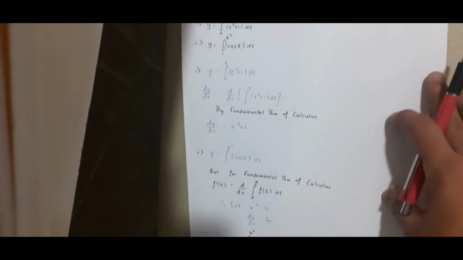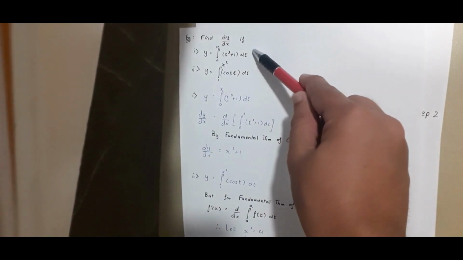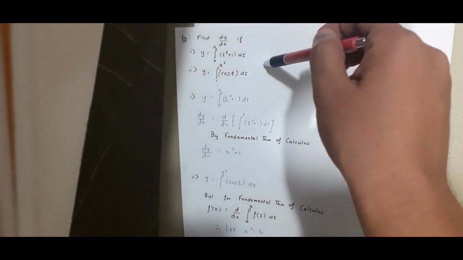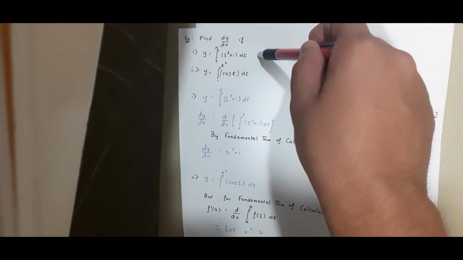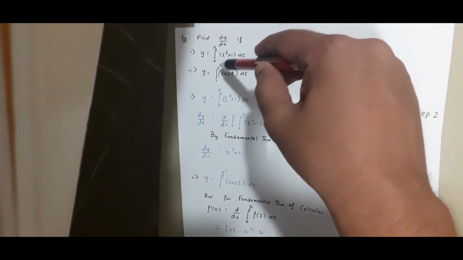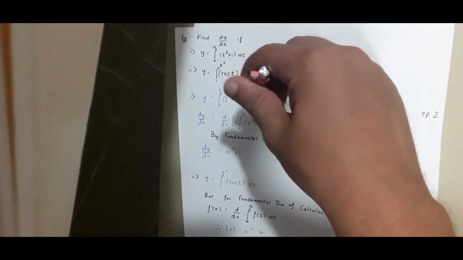So over here we have the example, as you can see. Find the derivative dy by dx if y equals integration from a to x, t cube plus 1 dt. By the fundamental theorem of calculus, it's a to x and we're taking a derivative, so it's d by dx of this integration. So we can directly see the answer is f of x, which is x cube plus 1.